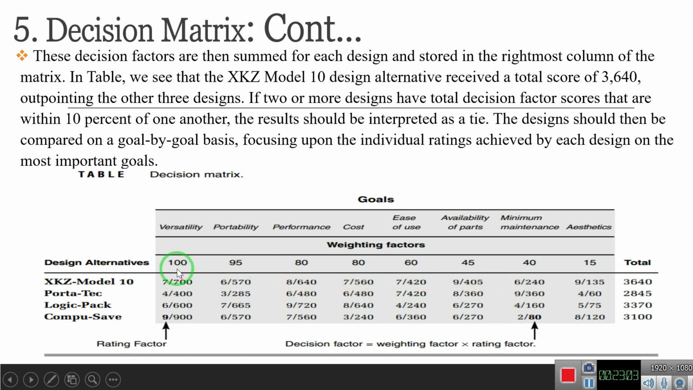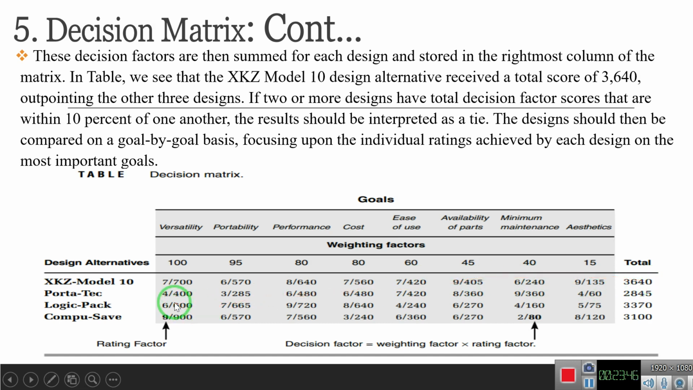Now 7 multiplied by 100, 700. 6 into 95, 570. 8 into 80%, that is 640. 7 into 80, 560. 7 into 60, 420. 9 into 45, 405. 6 into 40, 240. 15 into 9, which is aesthetic, very less important. We gave 9 rating, but what is the aesthetic value? Very small. So it is 15% only. So 135. Now sum it. Total you have to sum this: 700, 570, 640, 560, 420, 405, 240, 135. 3640 we got. Okay.